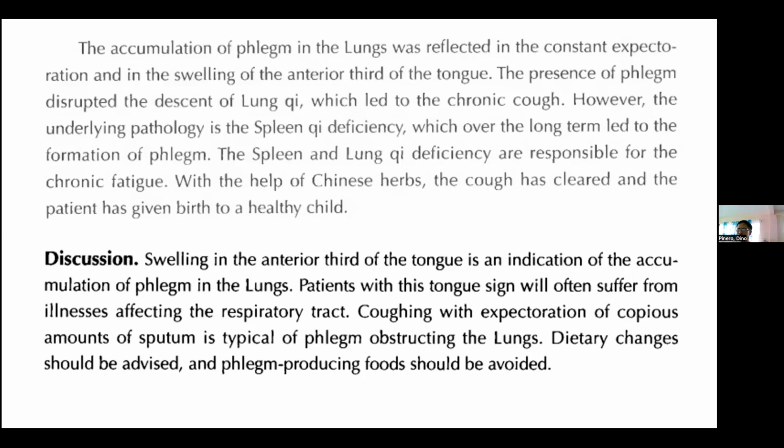Okay? So, discussion: swelling in the anterior third of the tongue is an indication of accumulation of phlegm in the lungs. Patients with this tongue sign will often suffer from illness affecting the respiratory tract. Coughing with expectoration of a copious amount of sputum is typical of phlegm obstructing the lungs. Dietary changes should be advised and phlegm-producing food should be avoided.